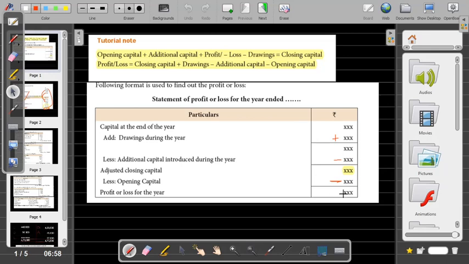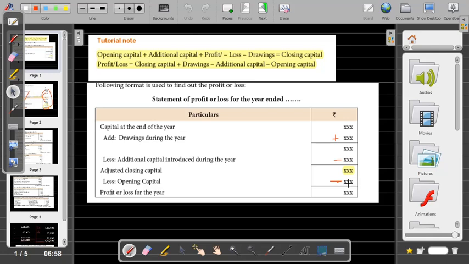The other way around, to find the profit or loss: capital at the end of the year, plus drawings, here they have added the drawings, minus additional capital introduced during the year, and the answer you get is called the adjusted closing capital. Then once again you are going to subtract the opening capital. When you subtract this opening capital, it can be a profit or a loss.